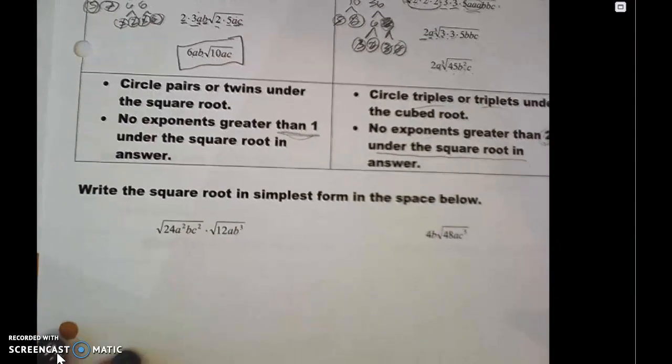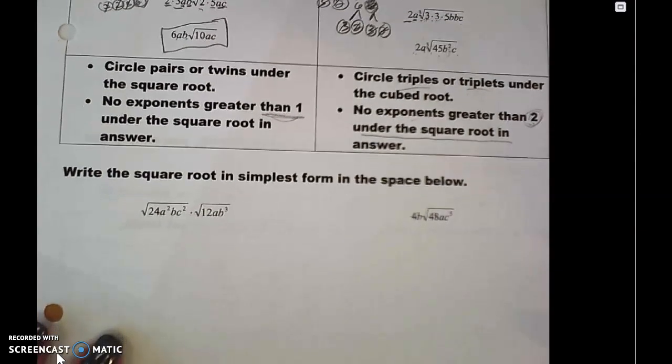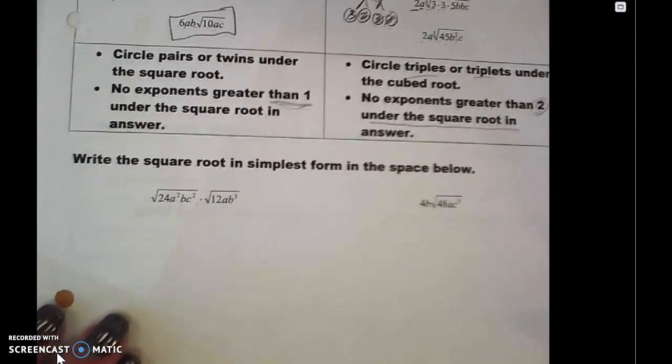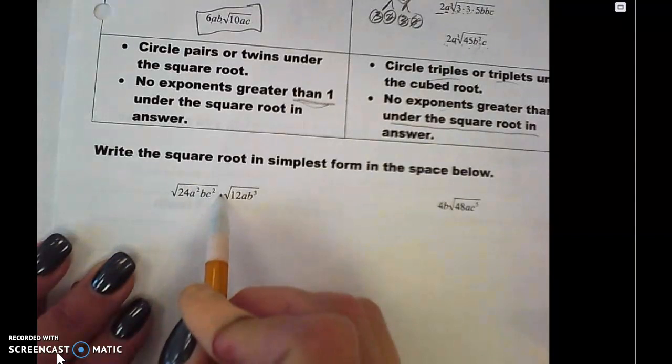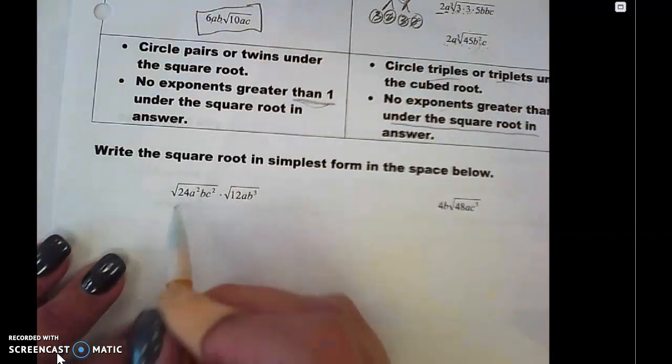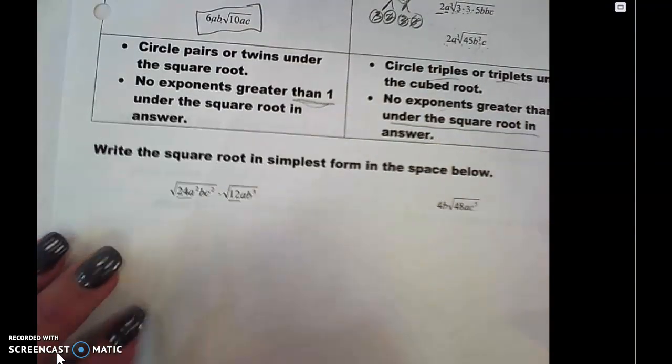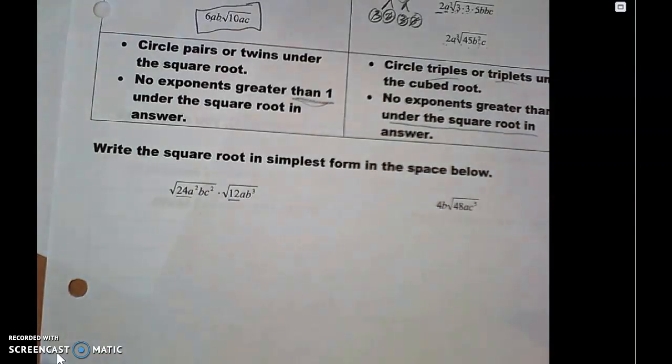Okay, that should make sense. All right, write the square root in simplest form. And in the space below, I'm going to do these with you. So we talked about this yesterday. When there's a dot in the middle, we're multiplying these. Okay, so 24 times 12. I need to do that on my calculator. And you should be doing that on your calculator as well.